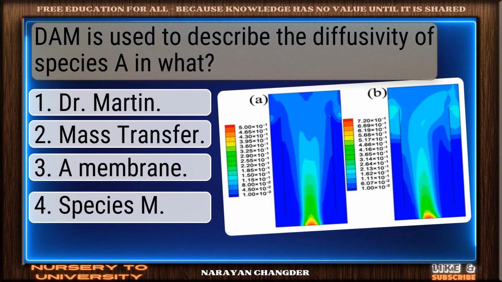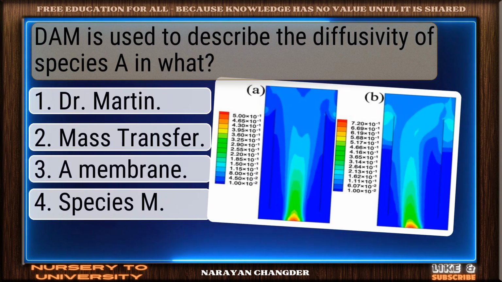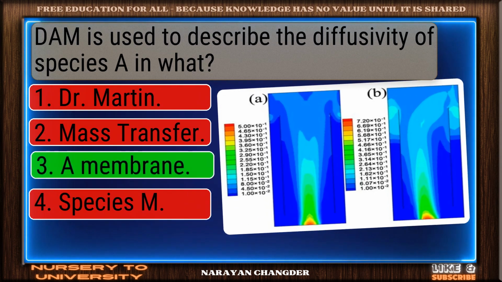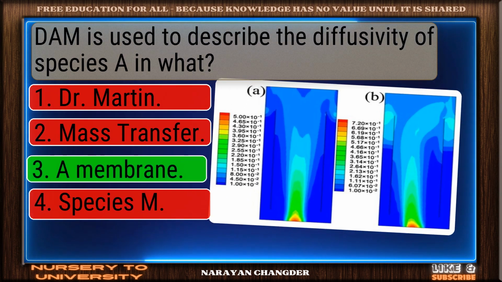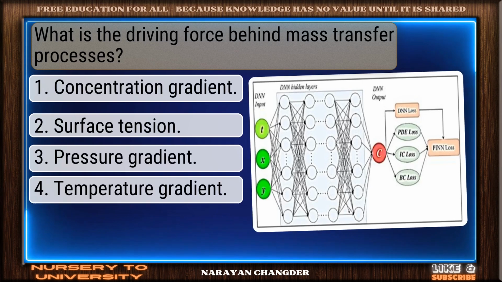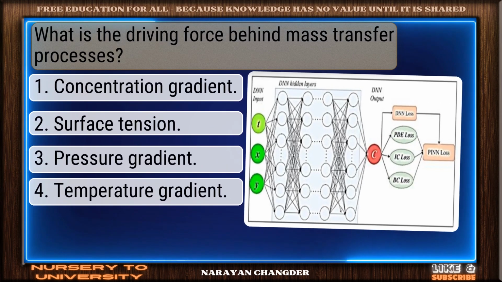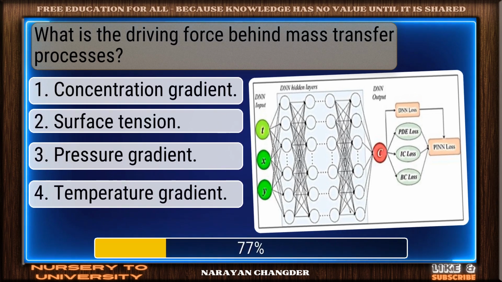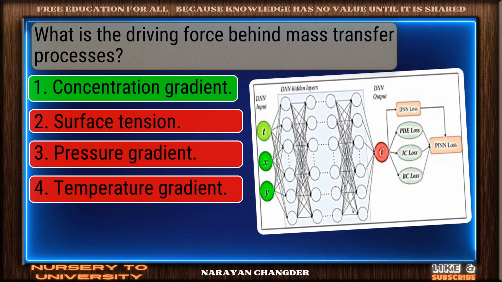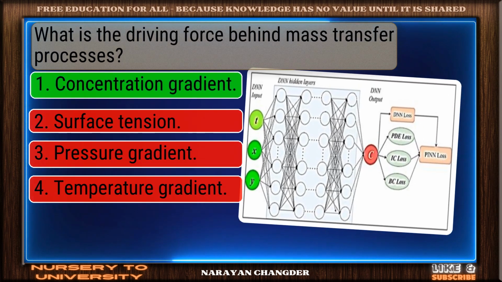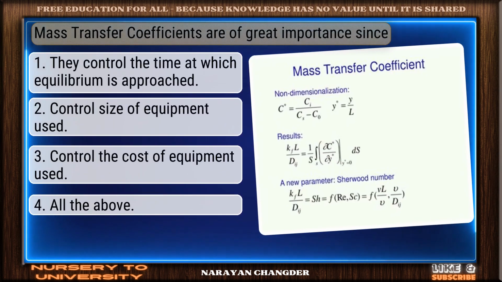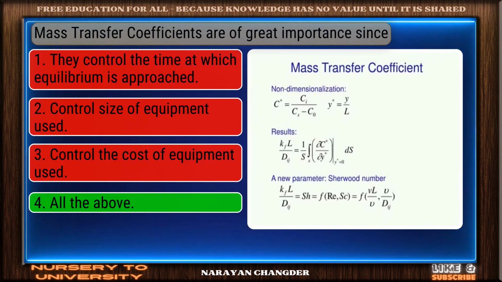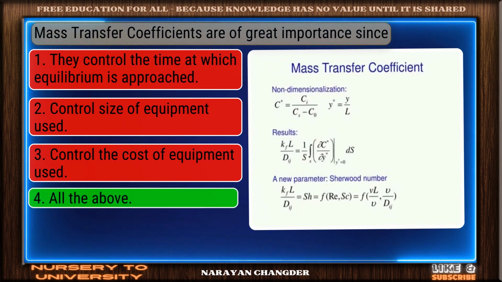DAM is used to describe the diffusivity of species A in what? Nice selection. A membrane is the correct and valid answer. What is the driving force behind mass transfer processes? You got it. Your choice concentration gradient is right. Mass transfer coefficients are of great importance since. Correct. All the above is the right answer.